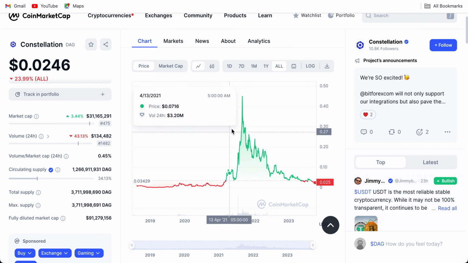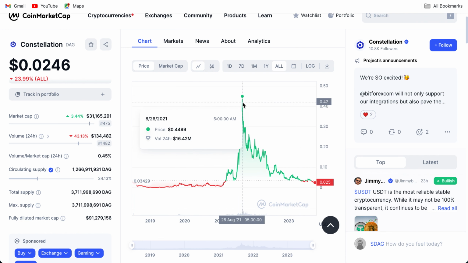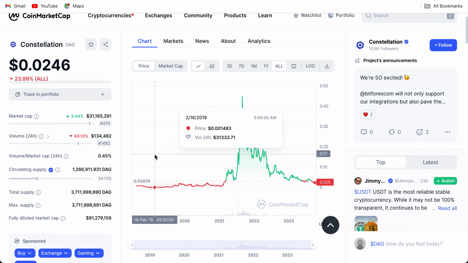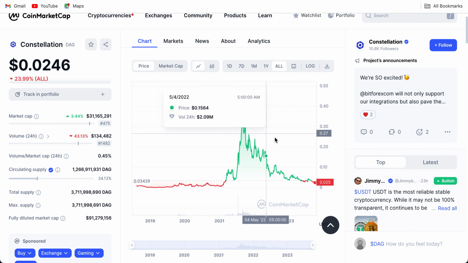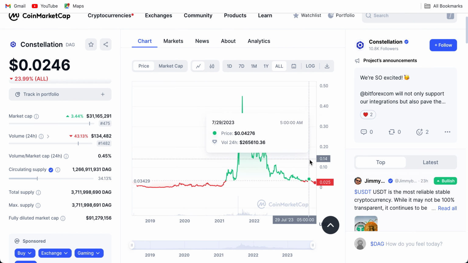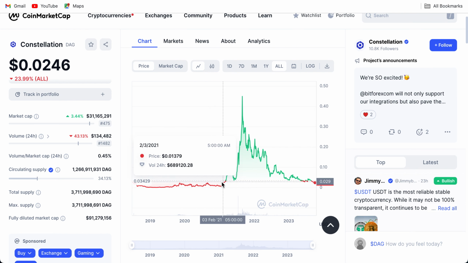So we can see it had its rally back in 2021. It went to 0.4499 from 0.001483 approximately since the 2018-2019 era. It has dipped down, and it might be a good entry point for buying. If you're interested, do your own research.